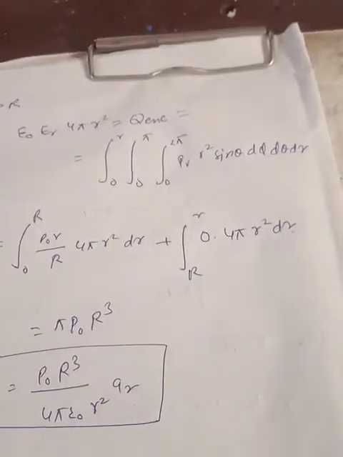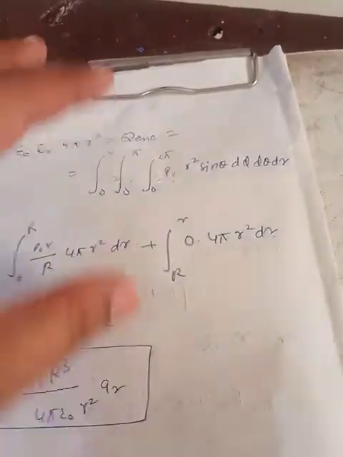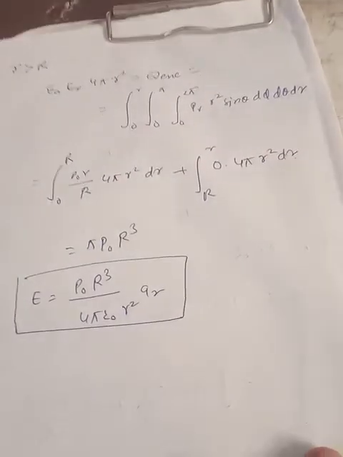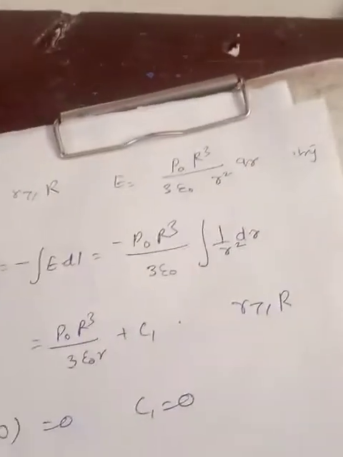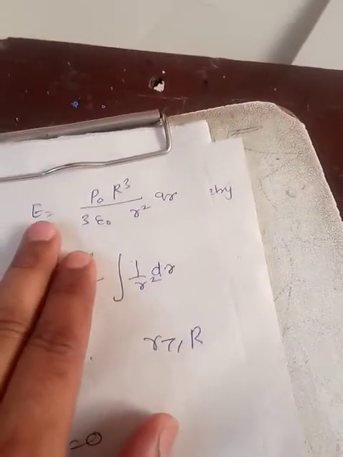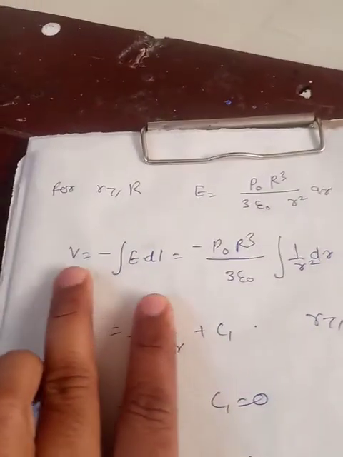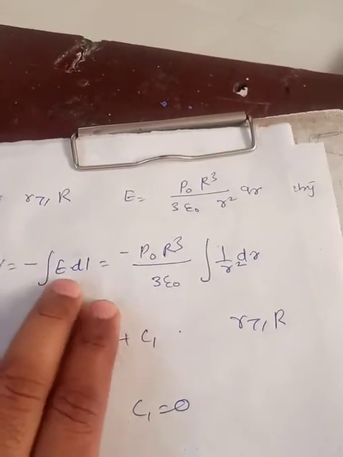Now we will calculate the total potential in both cases, and then we will calculate energy densities for both cases. After calculating the electric field intensity, we will calculate the potential. So potential can be calculated as V equal to minus integral of E dot dl.